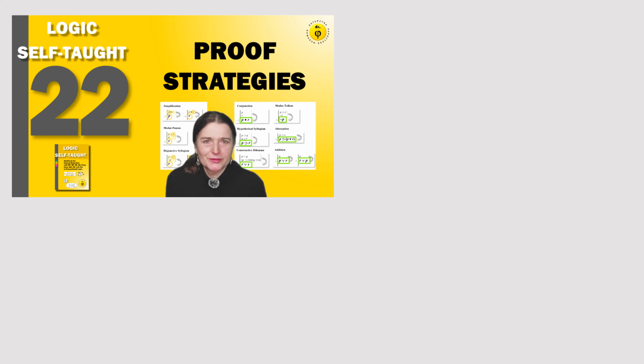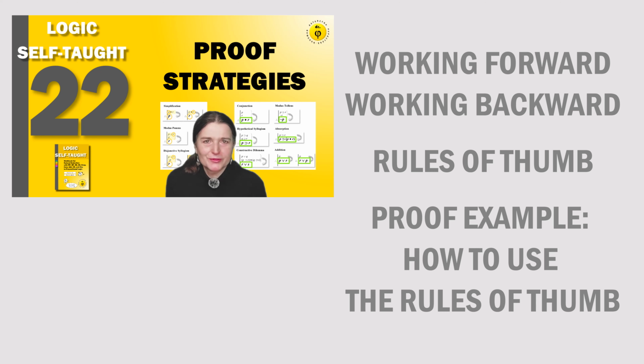Finally, in the last of the videos, I talk about various strategies of doing proofs: the working forward, the working backwards strategy. I also give you some rules of thumb that you can use, especially when you're stuck in a proof. I go through a more complex proof where the rules of thumb are applied in a somewhat exaggerated, explicit way. Usually you'll be able to apply the strategies more implicitly and more simply.